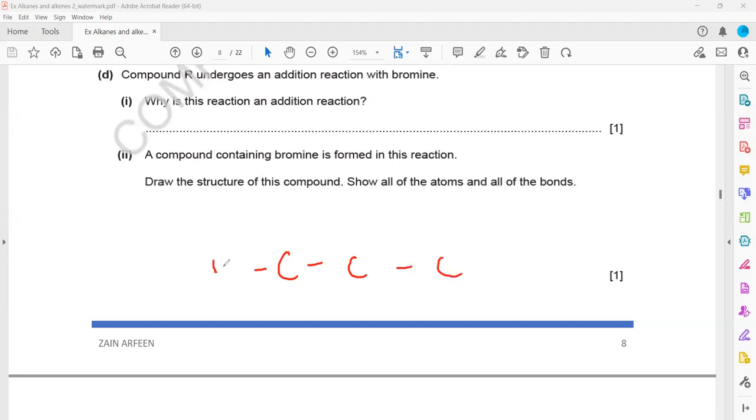So this was CH2, so CH2 will be like this. Then this was CH, and this is CH3. Then the double bond was here. That double bond will break, and as a result, the bromine is added to each of them. This is an example of an addition reaction.